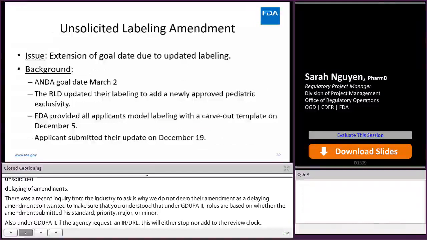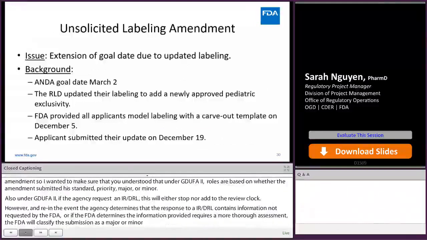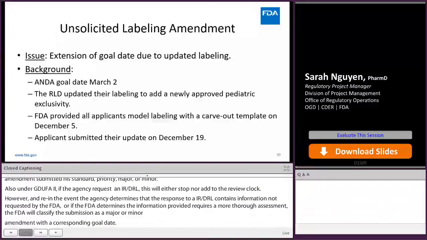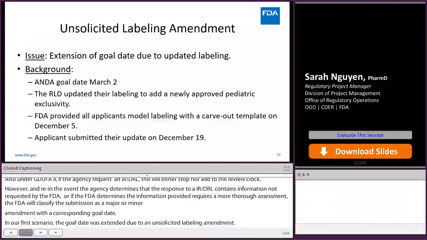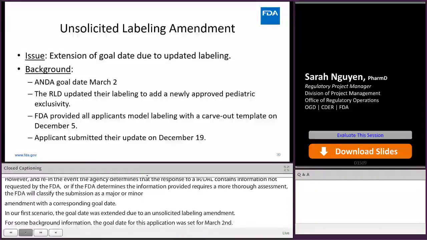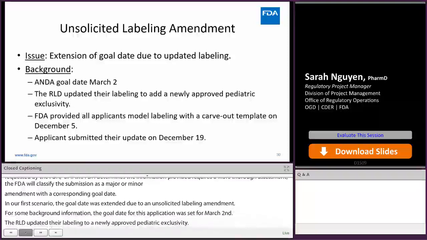In our first scenario, the goal date was extended due to an unsolicited labeling amendment. For some background information, the goal date for this application was set for March 2nd. The RLD had updated their labeling to add newly approved pediatric exclusivity, and the FDA generated a labeling carve-out template and distributed it to all applicable applicants on December 5th. The ANDA applicant in this case submitted their update on December 19th.